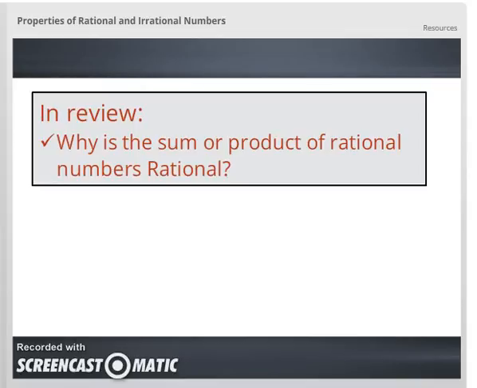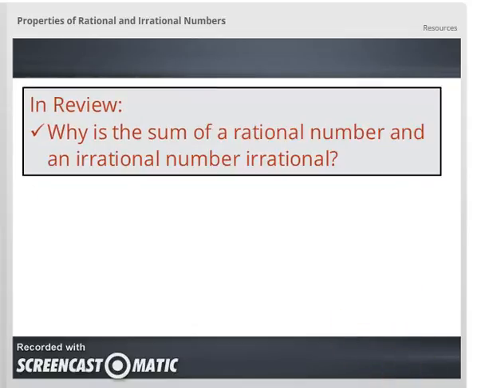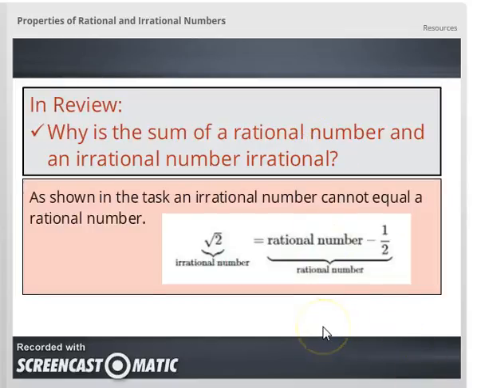In review, why is the sum or product of rational numbers rational? We already know that a rational number plus a rational number will be rational. 5 plus 1/2 equals 5 and 1/2. We already know that a rational number times a rational number will be a rational number. Example, 1/2 times 1/2 is 1/4. Why is the sum of a rational number and an irrational number irrational? As shown in the task, an irrational number cannot equal a rational number.